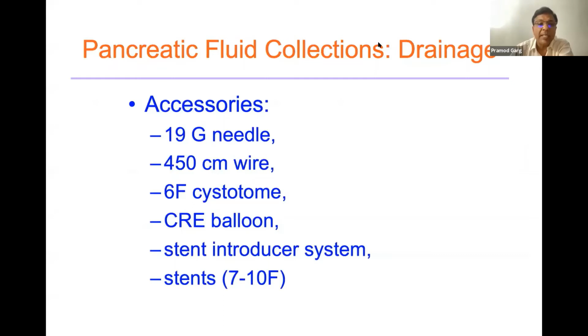These are the usual accessories which are required for plastic stent placement. You need a 19G needle, a long wire, a 6 French cystotome, CRE balloon, stent introducer system, and usually 1 or 2 stents.